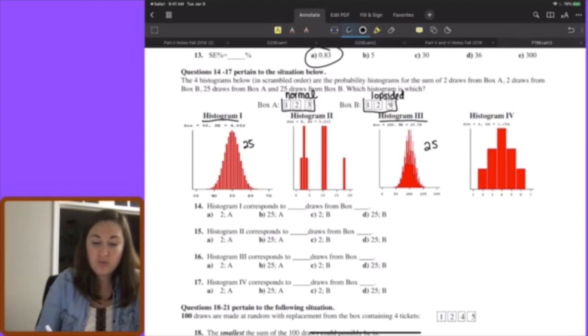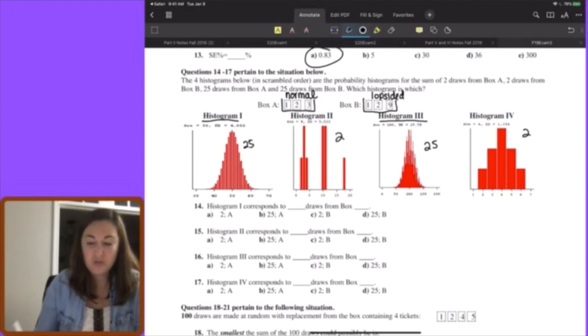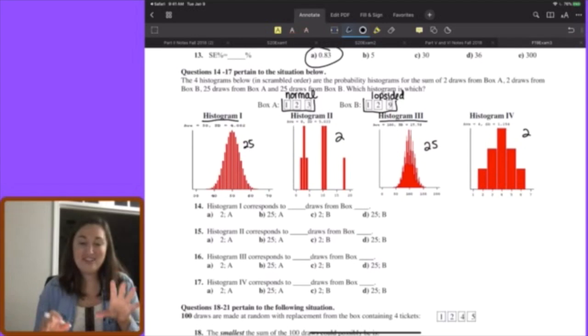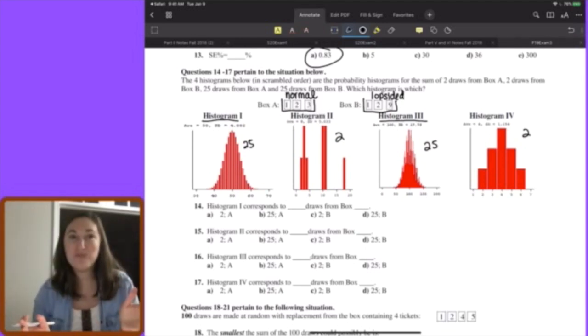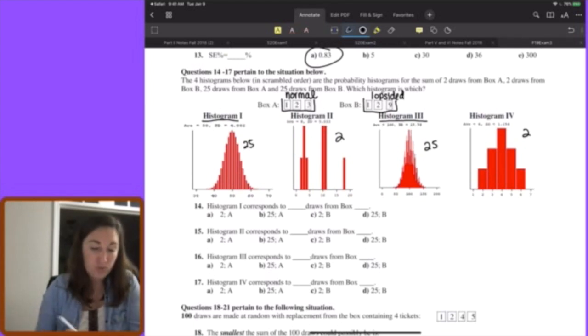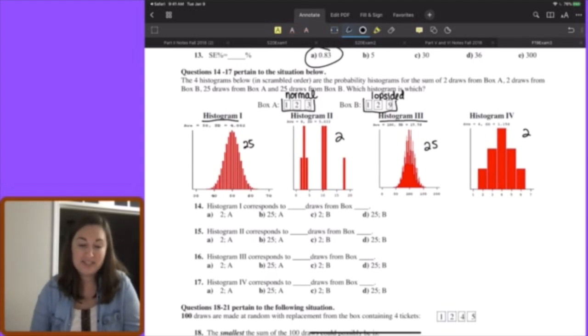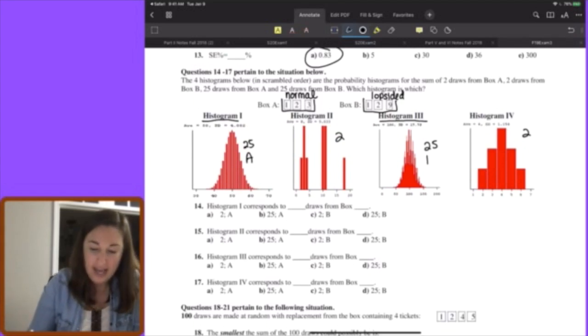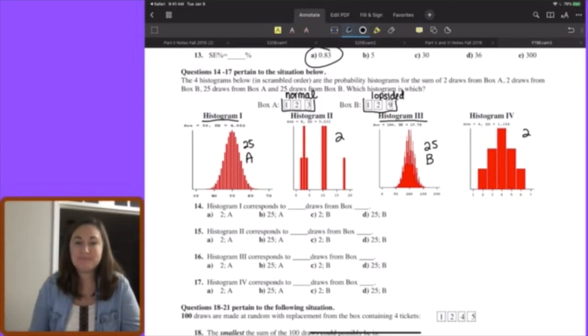And then histograms 2 and 4 are going to be for 2 draws. I always like to get that out of the way, because then you're double checking, or rather you're making it so that you only have to choose between 2 instead of 4. So histogram 1 we know corresponds to 25 draws, and the question is, is it box A or box B? Compared to histogram 3, the other 25 draws, it looks way more like the normal curve. So this one's going to be from A, and this one's going to be from B.